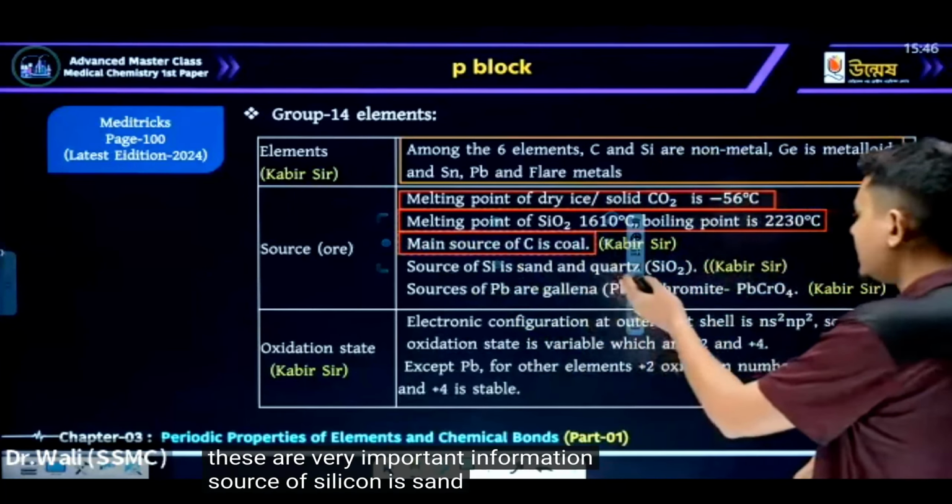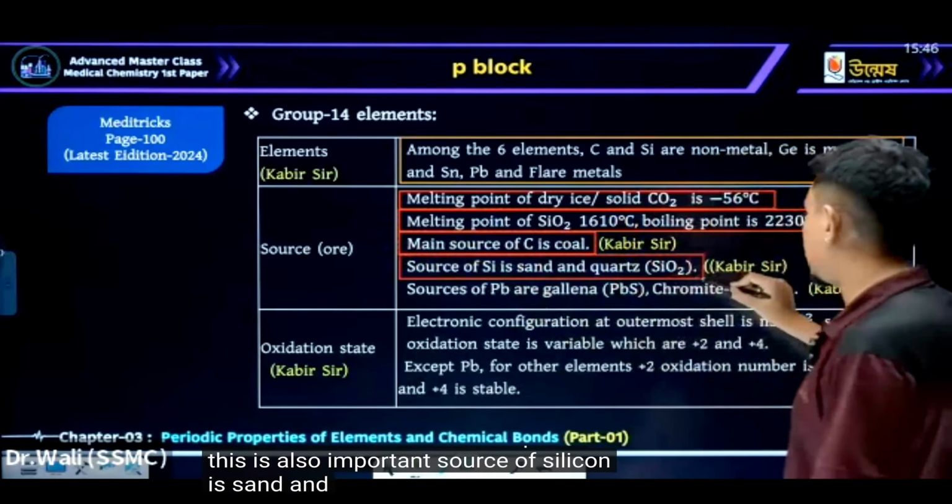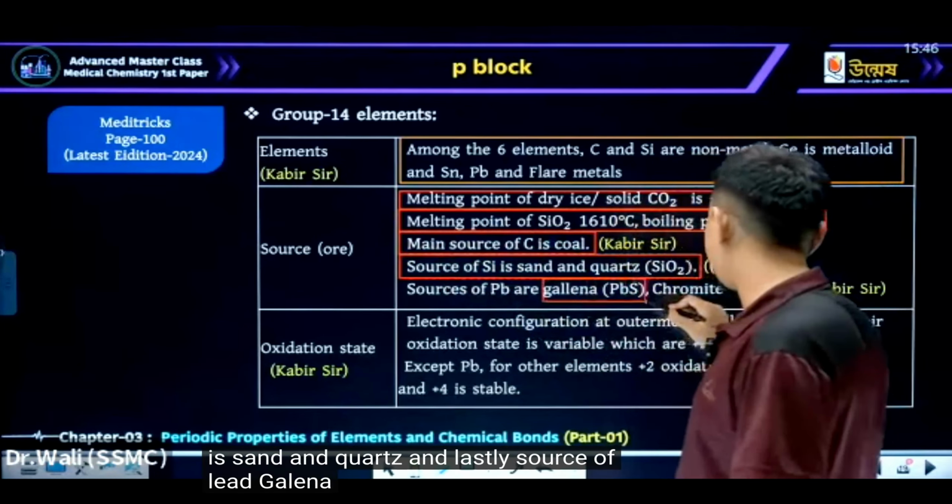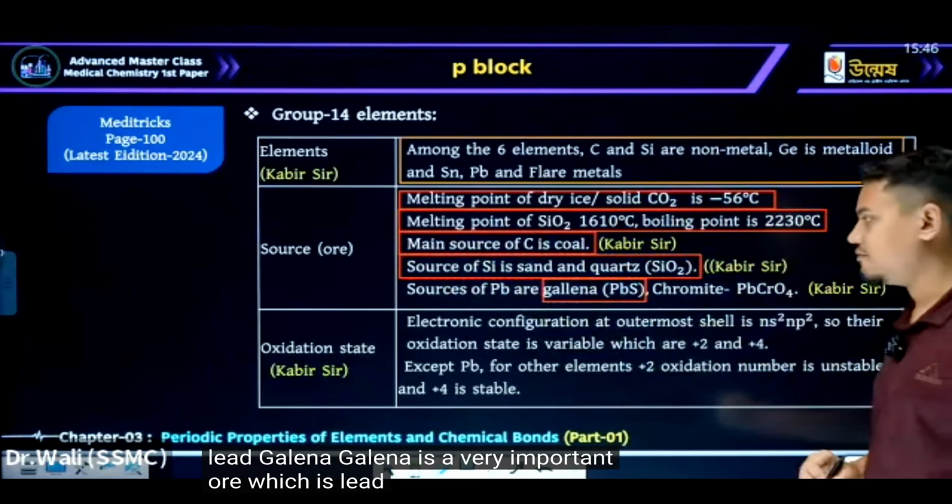Source of silicon is sand and quartz. This is also important. And lastly, source of lead, galena. Galena is a very important ore, which is lead sulfide.